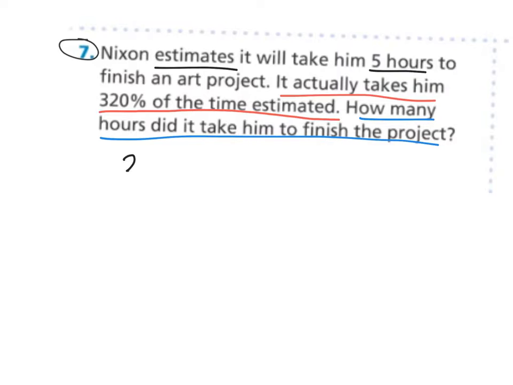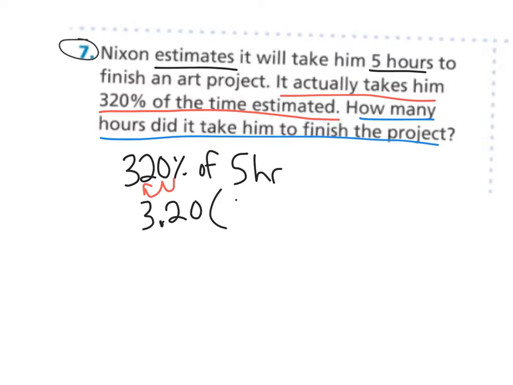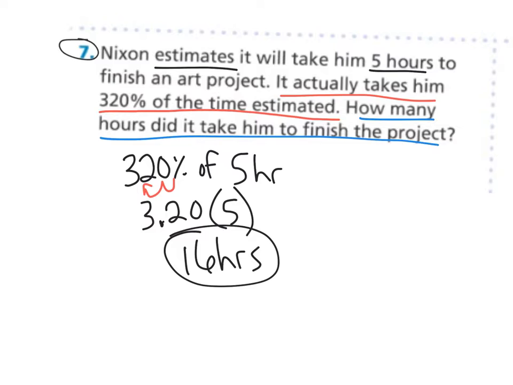So basically what we're looking at, it took him 320% of the 5-hour estimate. 320%, we can move our decimal 2 places to the left, is 3.20, or just 3.2 if you want, times 5. And if you work that out, it would be 16. So it means it would take him 16 hours actually to finish the project. Don't procrastinate.